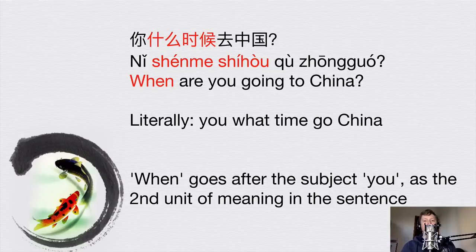And literally, the word order here is 你 you. 什么时候? What time? Meaning when. 去 go China. So you when go China, or you what time go China, means when are you going to China? 你什么时候去中国? And as you can see, this is after the subject, you, at the beginning of the sentence. You get the when, and it's the second unit of meaning in the sentence.